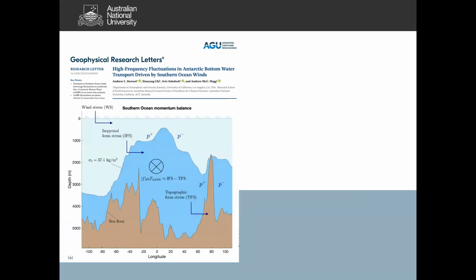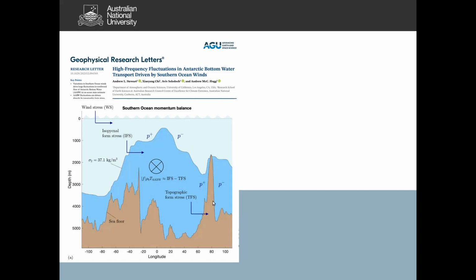The original motivation was that Andy, just before I started my PhD, was working on this paper. So he was looking at high frequency wind fluctuations and how that affects bottom water transport in the Southern Ocean. And so the mechanism, basically what they found was that, so most of this plot isn't important, but the main thing here is that the momentum from your wind stress will be translated through the water column via both interfacial form stress, so that's stresses on different isopycnal layers in the ocean, and then also directly to the topography.